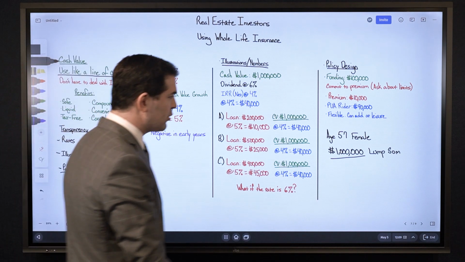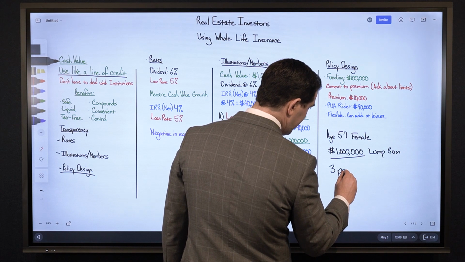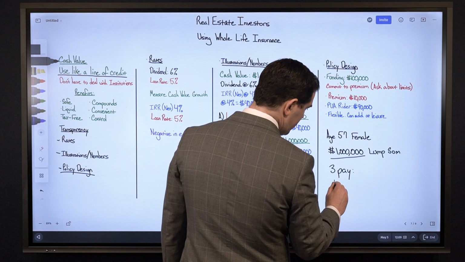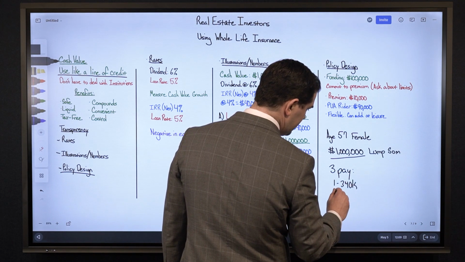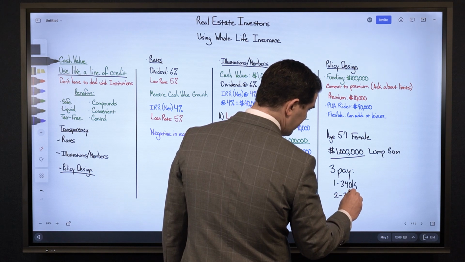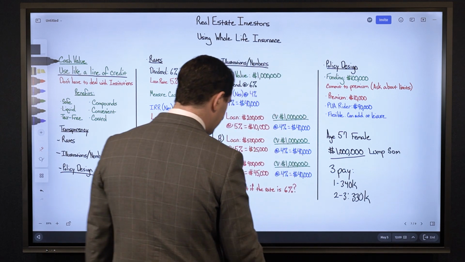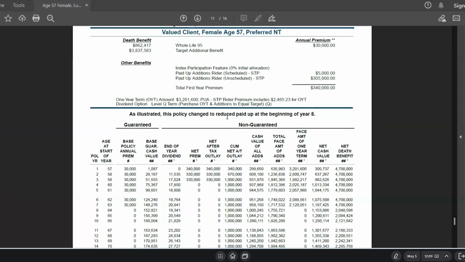So what we're going to look at is a 3-pay, which means we're going to break the funding up over first year, it'll be $340,000, and then the next 2 years, it'll be $330,000 for a total of $1 million. So let's take a look here, and we will first look at the design, then the different assumptions here.